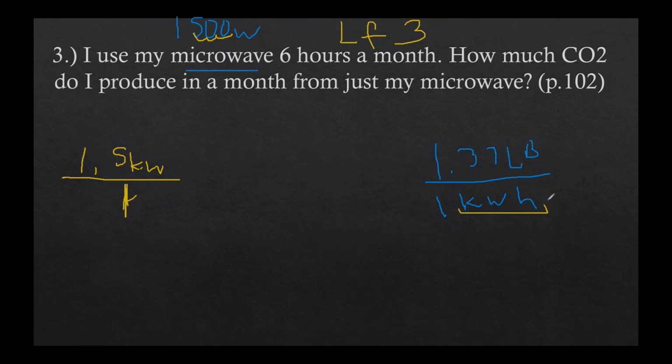So my next step is to multiply by the number of hours that I'm doing this. Well, this microwave is 6 hours a month. So I just use 6 hours because we want it for the whole month. So this is kind of a spread out problem. But you can see that kilowatts cancel out with kilowatts, hours cancel out with hours, and I'm just left with pounds. So 1.5 times 6 times 1.37, and we are left with approximately 12.3 pounds of CO2. Okay, and that's about the easiest electricity problem that you're going to have. You've got to have kilowatts, hours, and then the pounds.